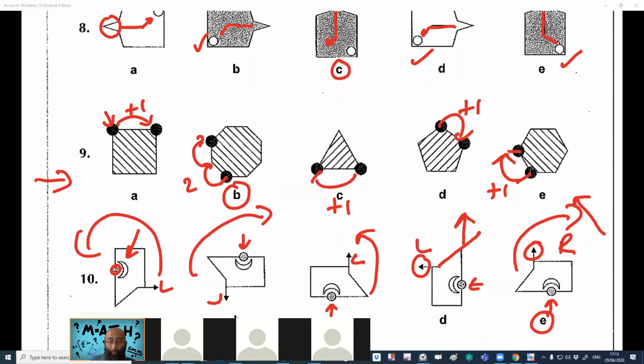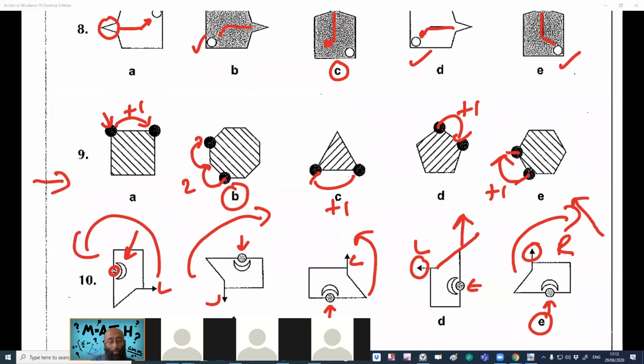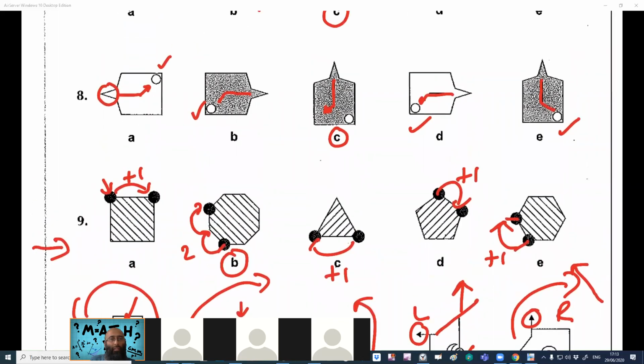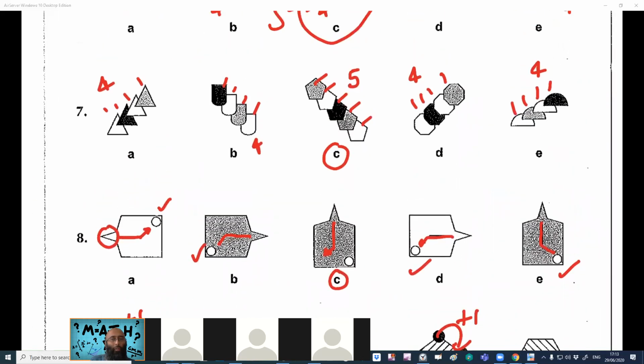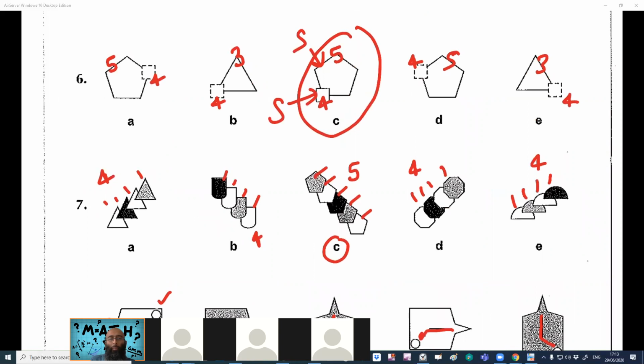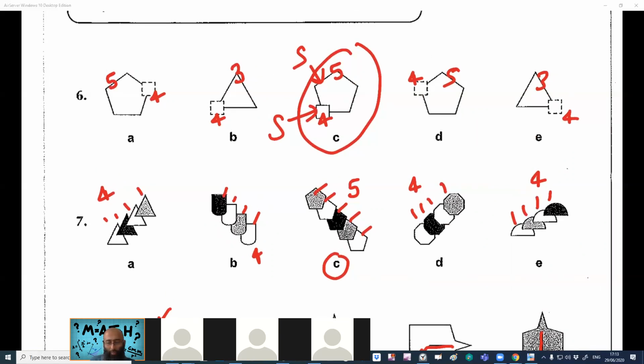Sir, what did you say for number 6 and 7? Okay, Ibrahim, I'm on number 10. So what are you doing on number 6 and 7? Number 6 and 7, we did them some time ago. Ibrahim, please switch your microphone off. Now I'm going to go through.